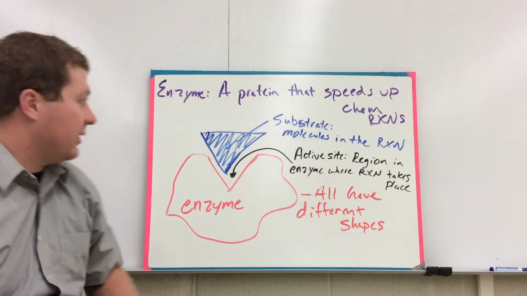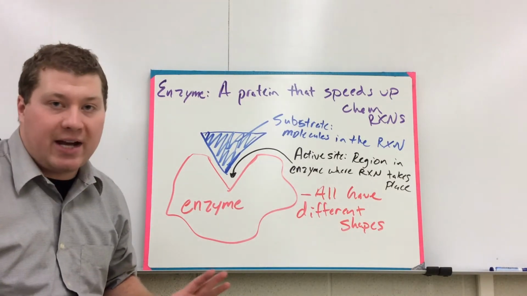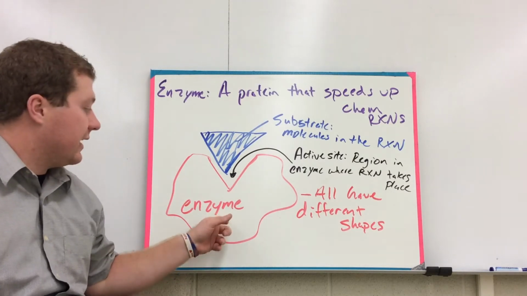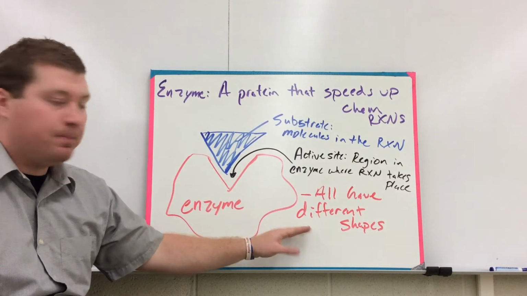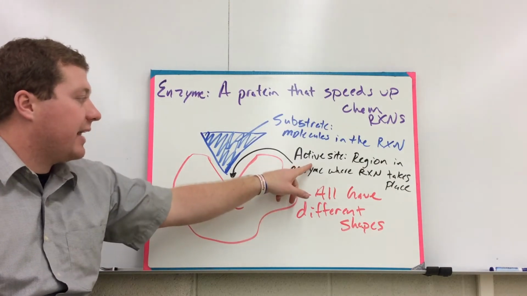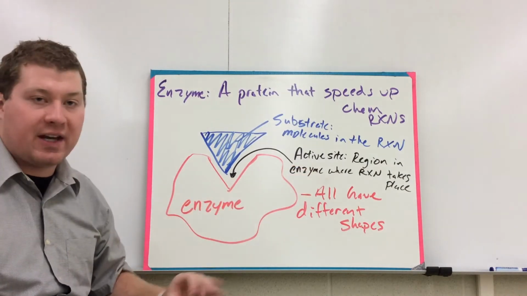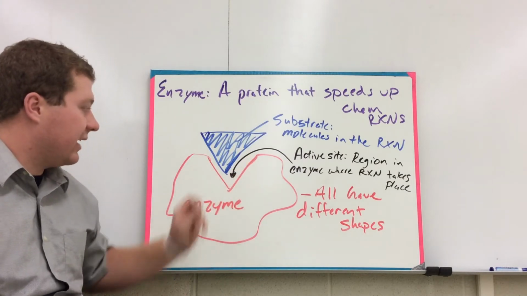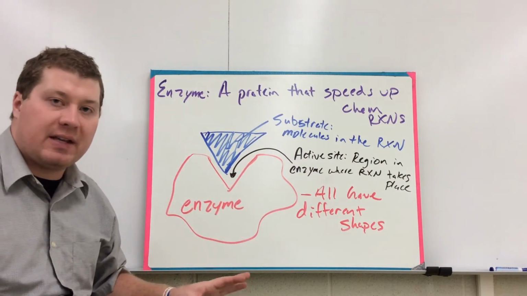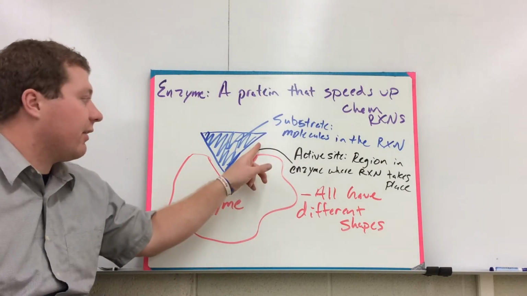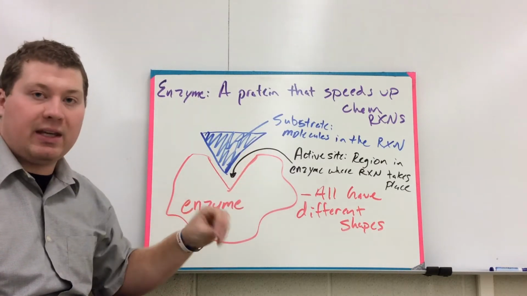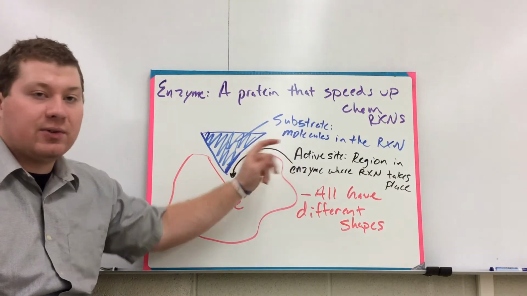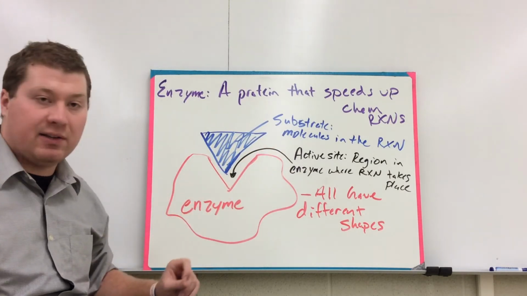So kind of what enzymes look like and what they do, they speed up chemical reactions. That's their job. And how they do this is an enzyme has many different shapes. Each of the shapes has what we call an active site, and that's the region where the reaction takes place. So for example, this is kind of a triangular cutout. Now it's not that simple in our body, but pieces of food that we eat or things that we digest are called substrates. Those are the molecules in the reaction that fit into those areas.